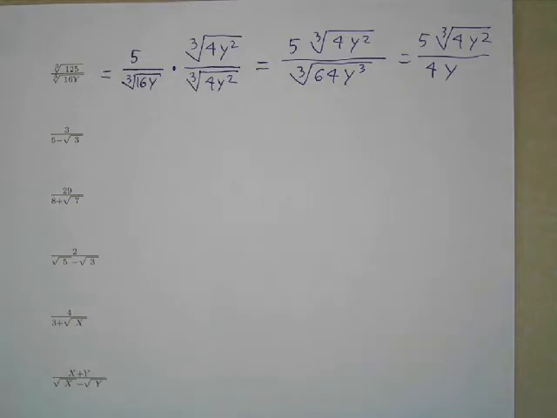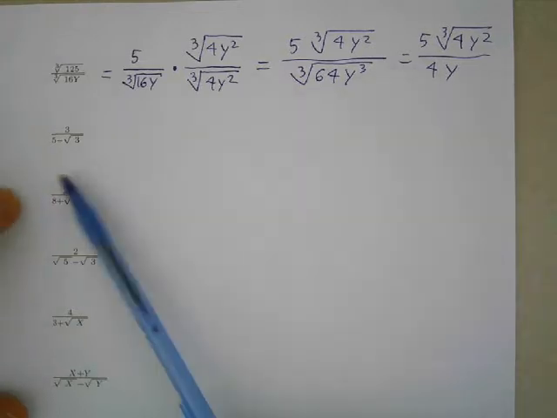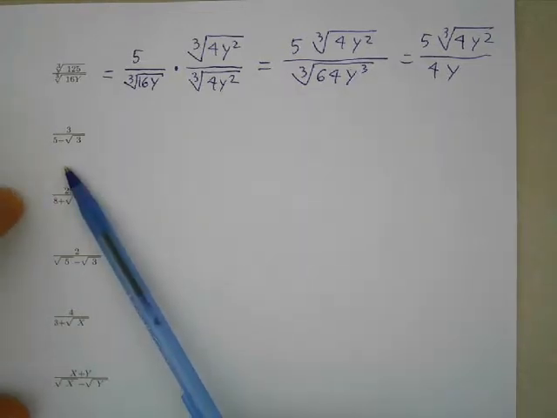Math 1108, Section 8.5, Division with Radicals and Rationalizing Denominators, Part 2. We'll start up again from where we left off.